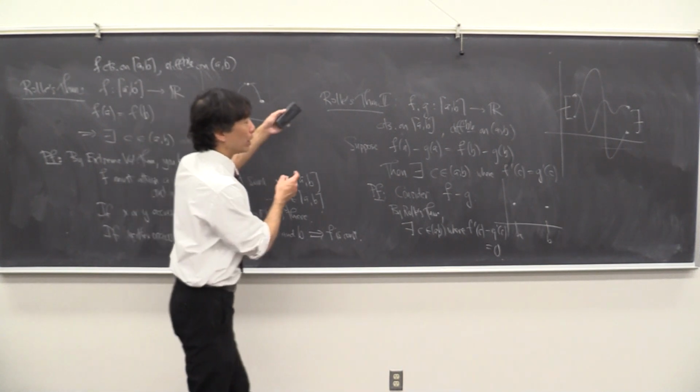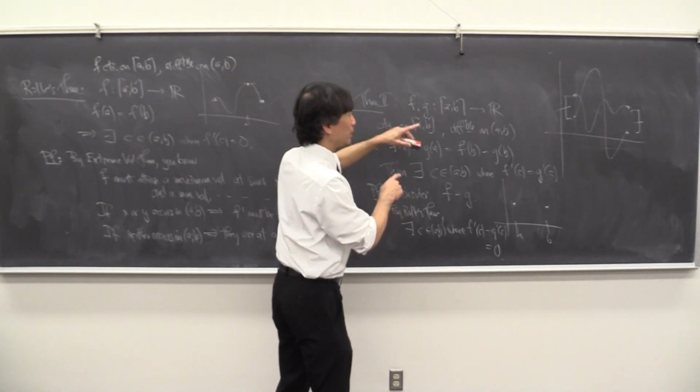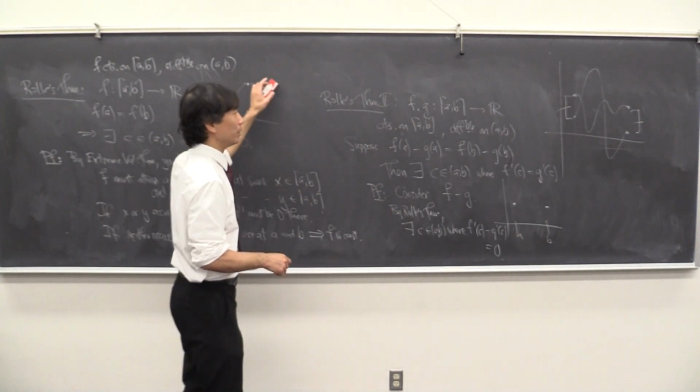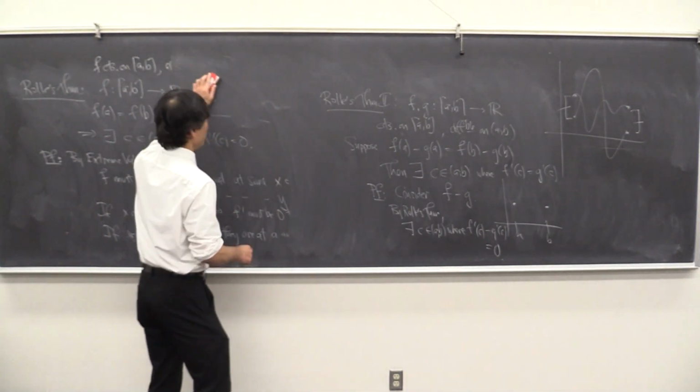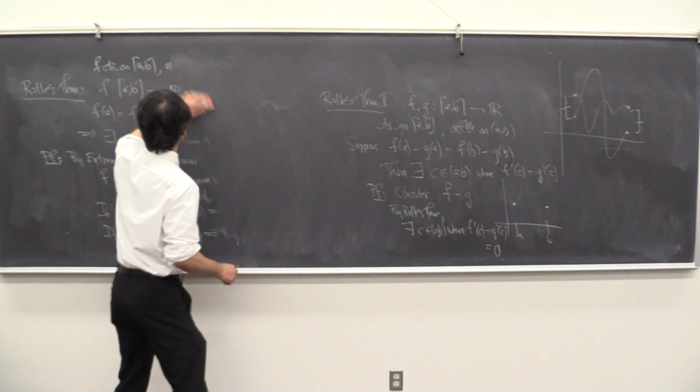Okay. So if you have two cars and they start and end at the same difference, the same distance from each other, then you know that they must have been traveling the same speed at some point.